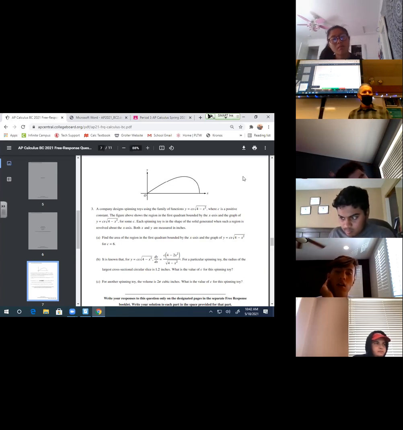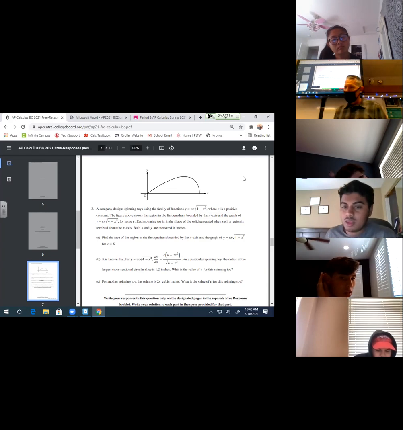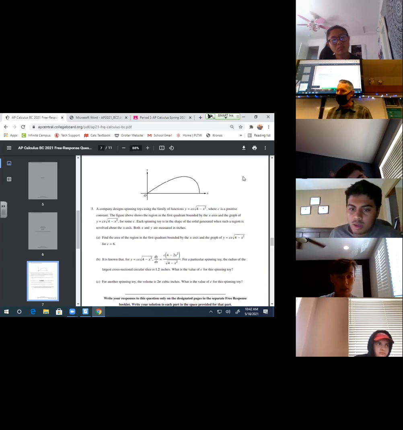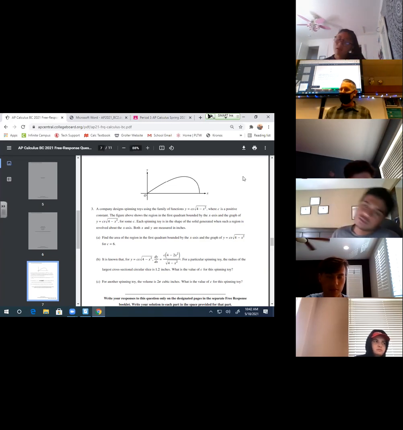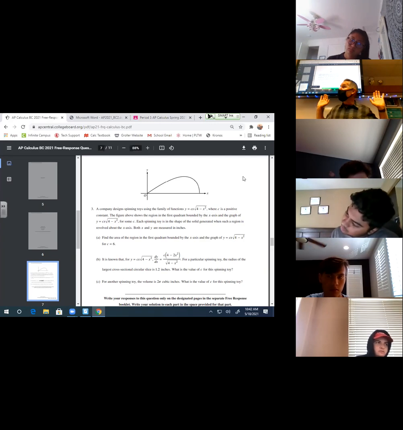So they make these little spinning toys, and they look like this. Find the area of the region in the first quadrant bounded by the x-axis and the graph of that when c is equal to 6. Find that area of the region.